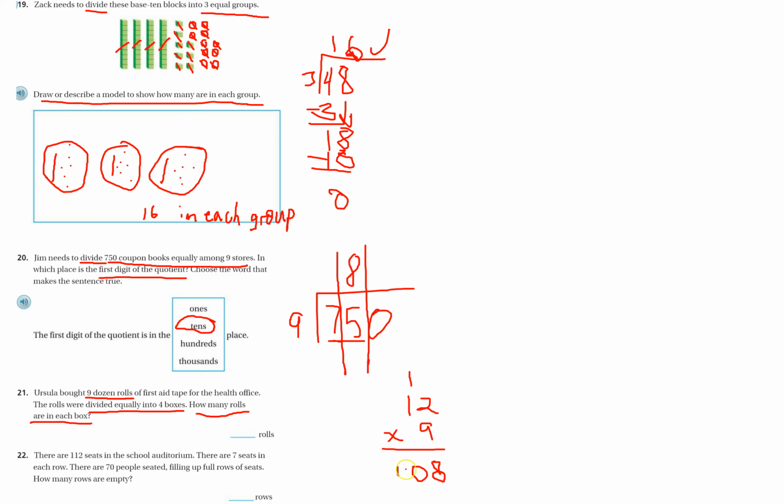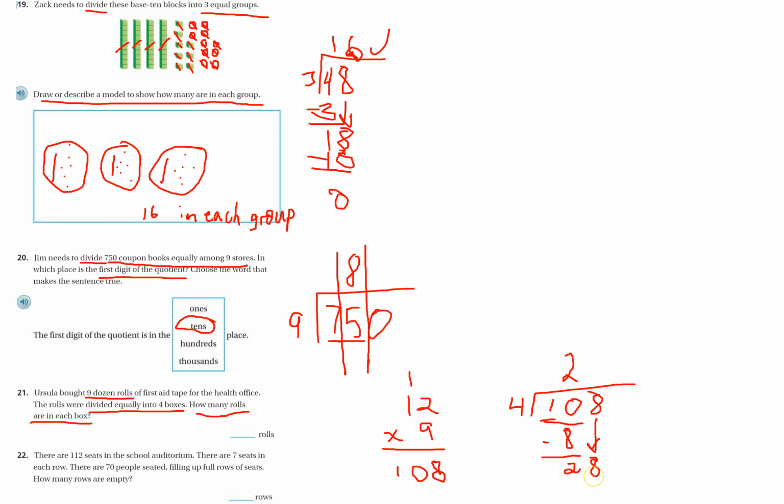Well, first we found out there's a total of 108 rolls. And now I just divide that by 4. So I take 108 and I divide that by 4. Can 4 go into 1? No. Can 4 go into 10? Yes. 2 times. 2 times 4 is 8. Subtract gives me 2. Bring down the 8.